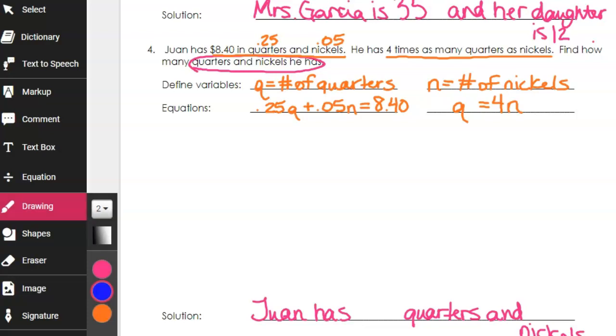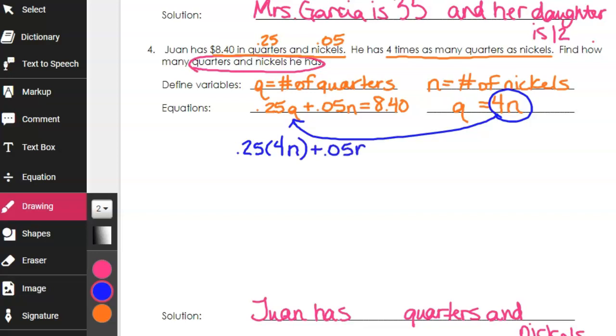So I noticed that this is set up for what? Substitution or elimination? Set up for substitution. I already have a variable solved for. So 0.25 times my number of quarters, which is equal to 4 times my number of nickels, plus 0.05 times the number of nickels is supposed to equal $8.40.